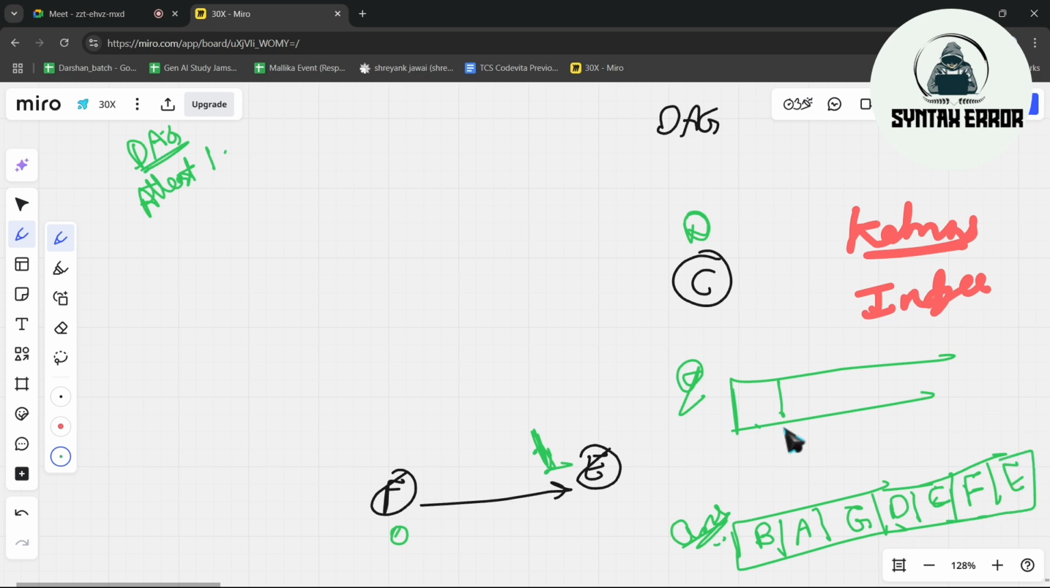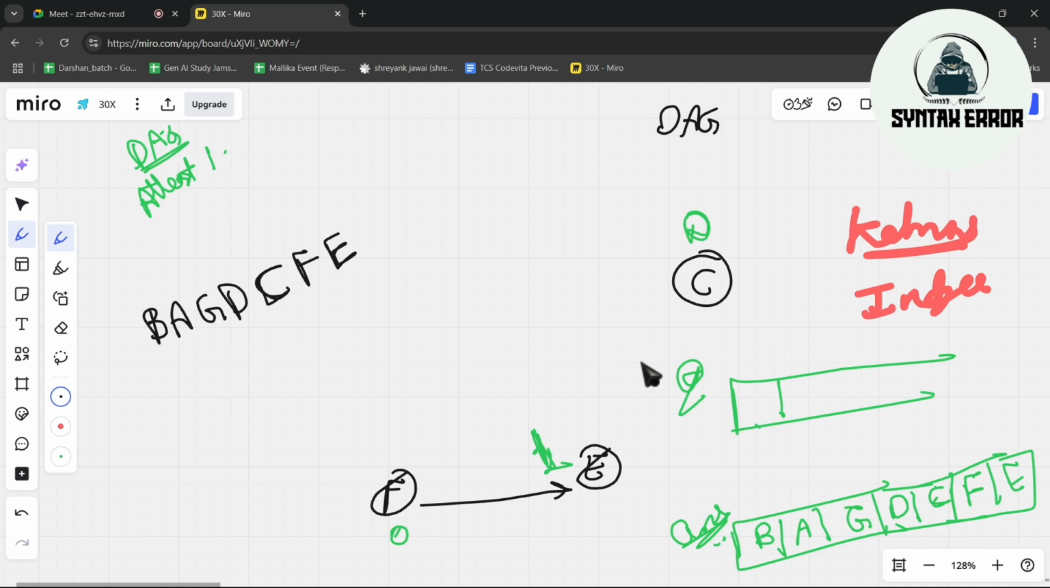What is our topological answer? The sorted answer: B, A, G, D, C, F, and E. So this is Kahn's algorithm.